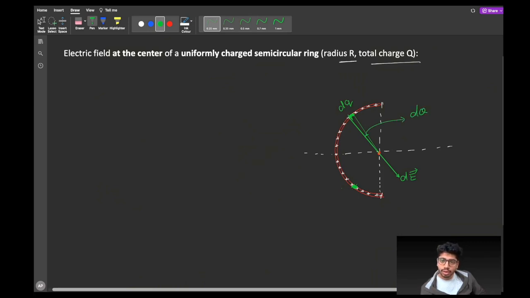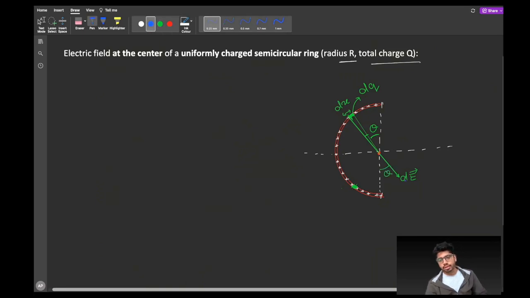And this is the dq charge, and the length over which it is spread, the arc length, I'm going to take as dx. The dq is the charge distributed over a small arc dx, which subtends d theta. This is the theta angle with the y-axis. This is vertically opposite, so if this is theta, this also has to be theta.